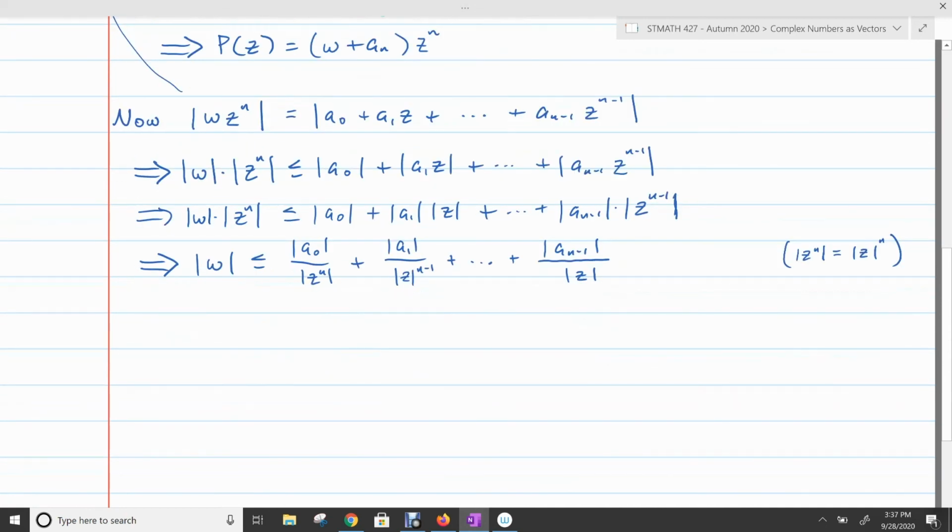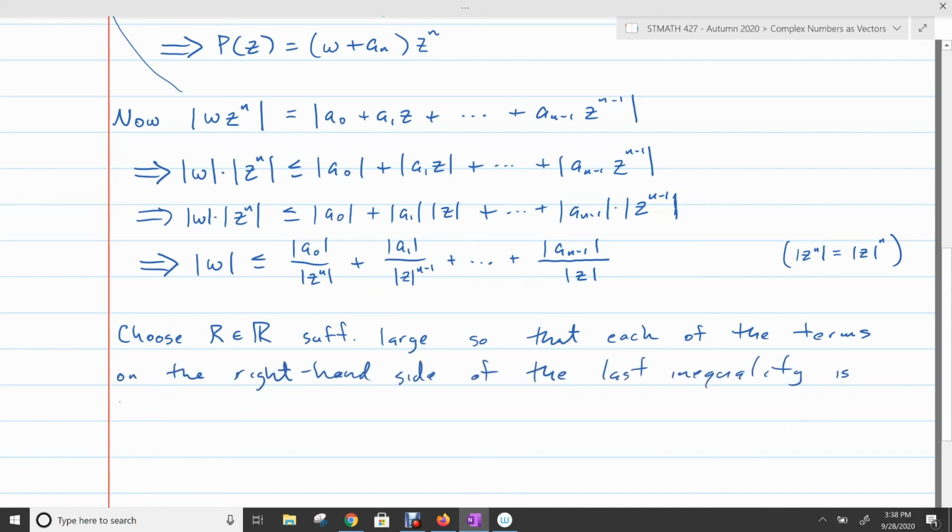Okay, so what next? The next thing we're going to do is choose a real number r sufficiently large so that each of the terms on the right-hand side of this inequality is less than modulus an over 2 times n whenever absolute z is greater than r.